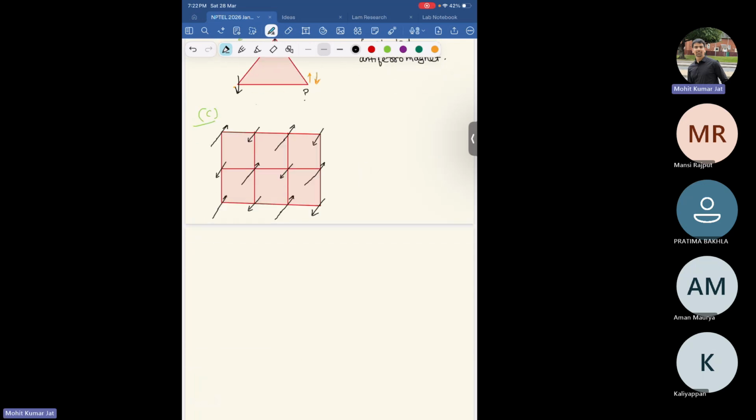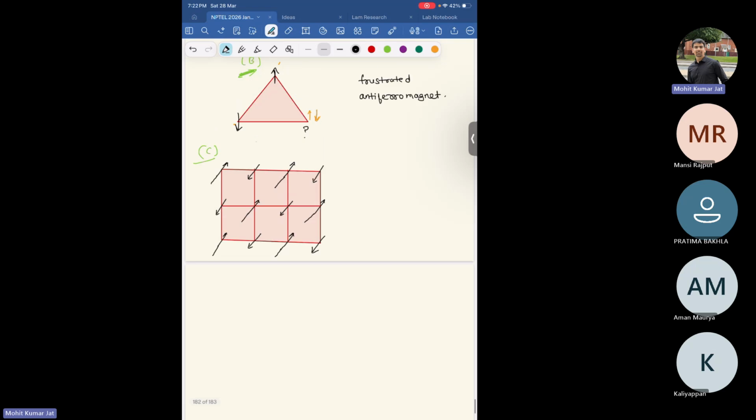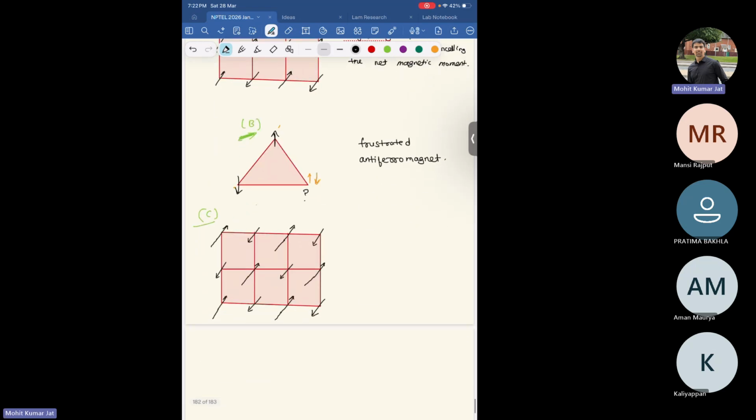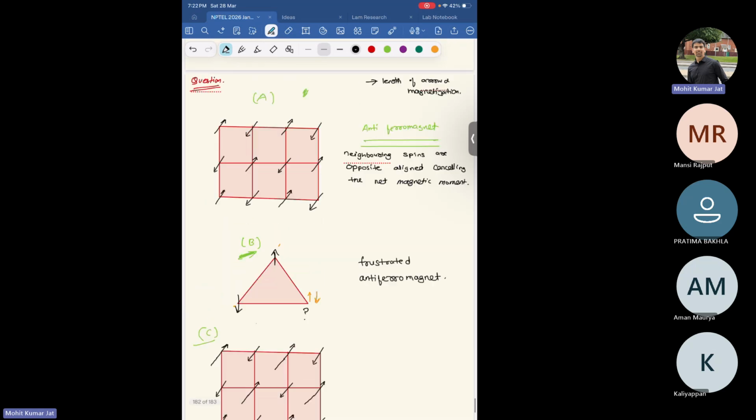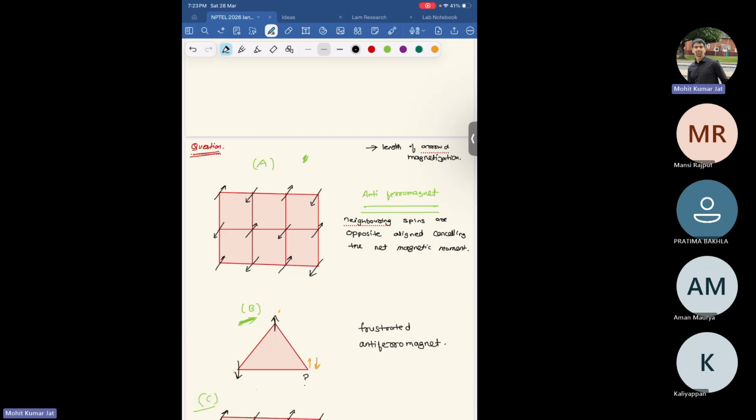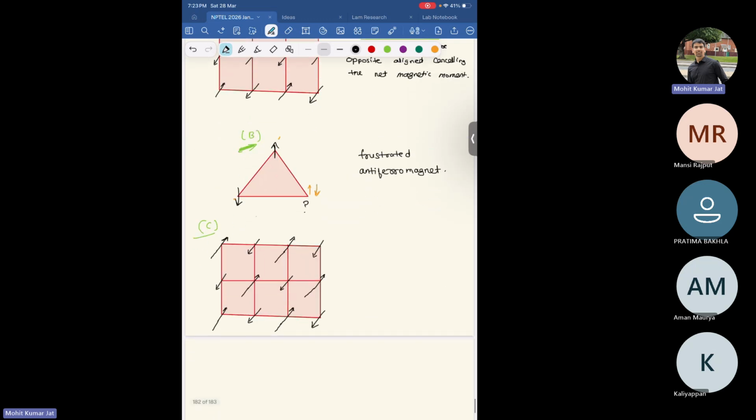Now coming to the third system, here what you see is similar to A, but differs in the sense that the arrows pointing upward have a different length compared to the arrows pointing downward. And since it's defined that the length of the arrow is directly proportional to the magnetization strength, or magnetization basically, what will this system be called? The C. What will this system C be called?